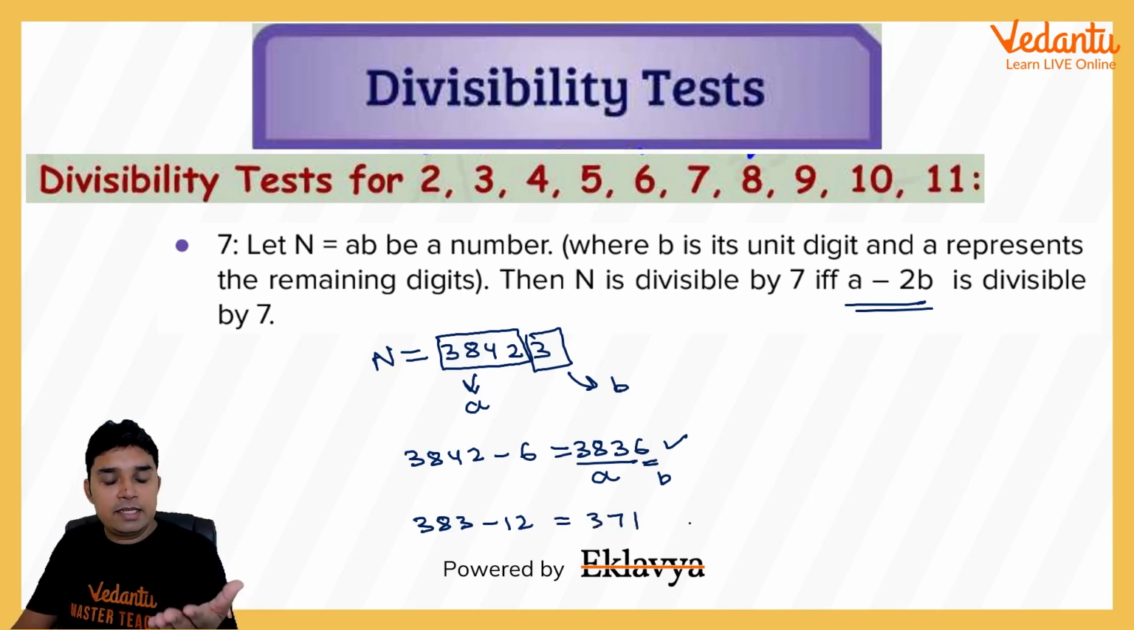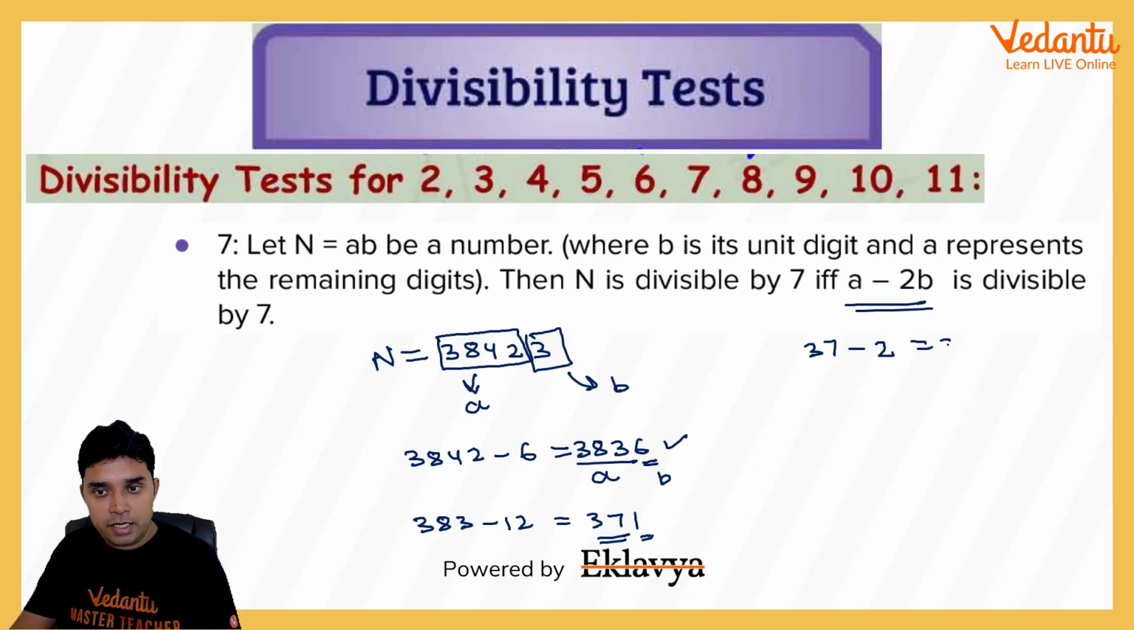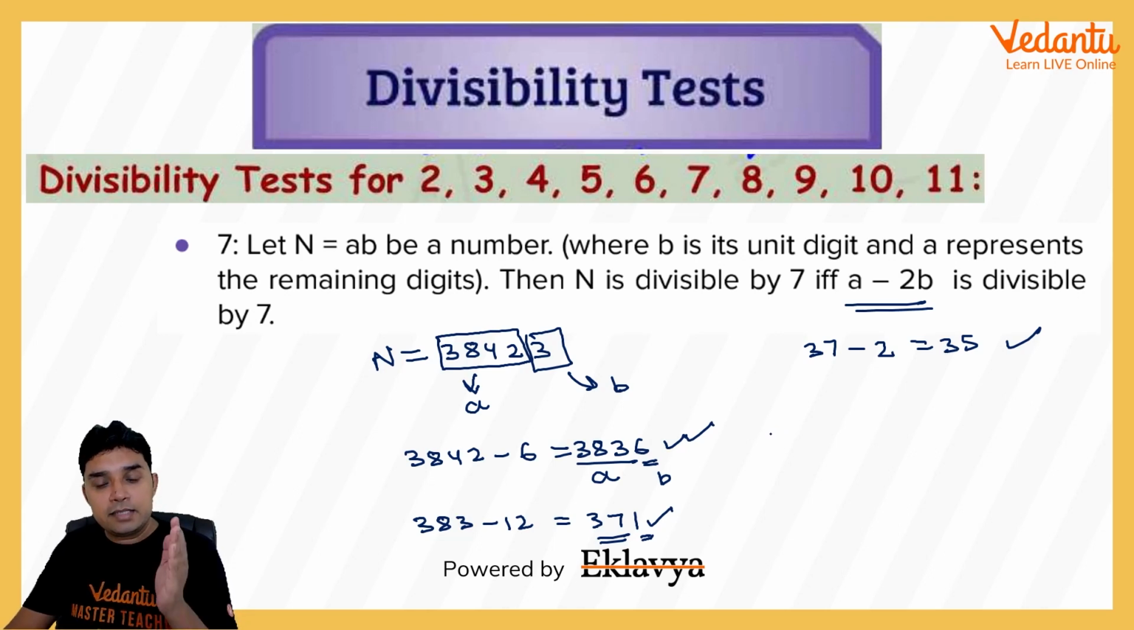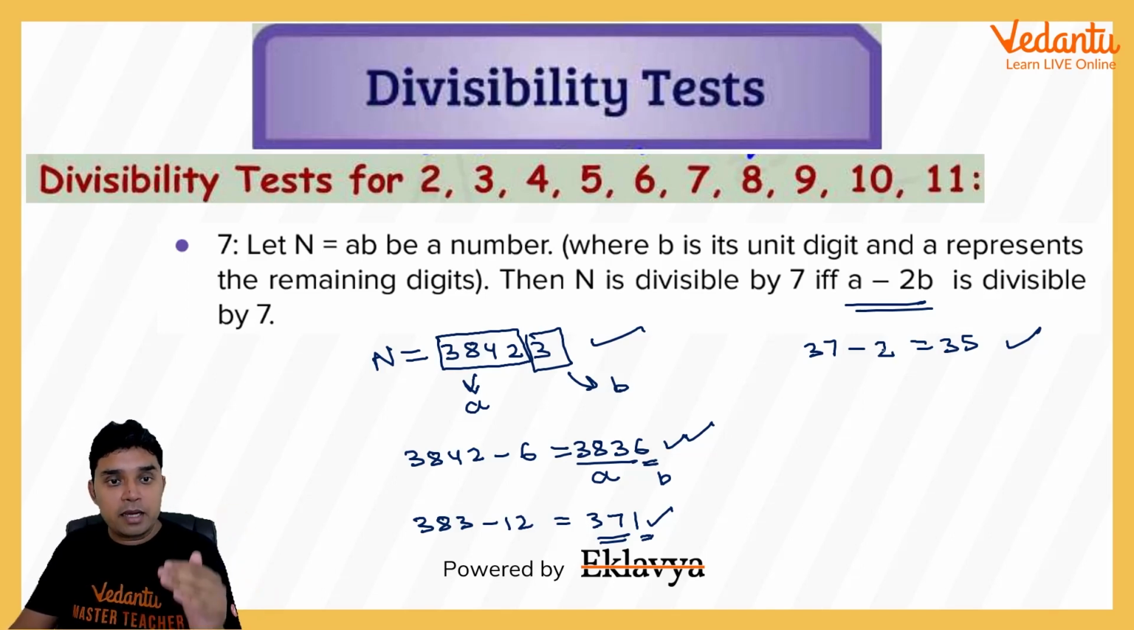Okay, you can divide 371 by 7 and check that it is divisible by 7, or if you want to do this thing once again, you can do it. 371, I will call 37 as A and 1 as B. So 37 minus 2 is 35, and you can check 35 is divisible by 7, and hence 371 is divisible by 7, and hence this 3836 is divisible by 7, and hence this number is also divisible by 7. Okay, so this is how we check for a bigger number if it is divisible by 7 or not.